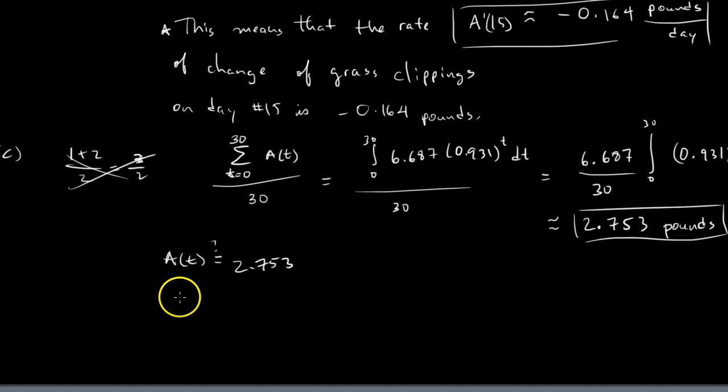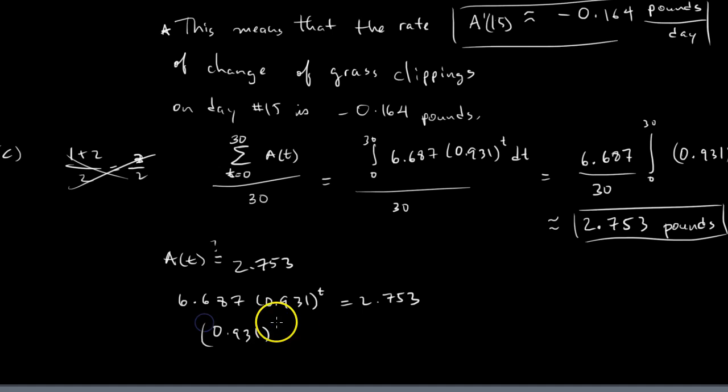And now A of t again is just 6.687 times 0.931 to the t, equal to 2.753. Now we just solve this equation and we're going to find the time t. So notice we get 0.931 to the t, just algebra, equals 2.753 over 6.687. Let me continue my work here.